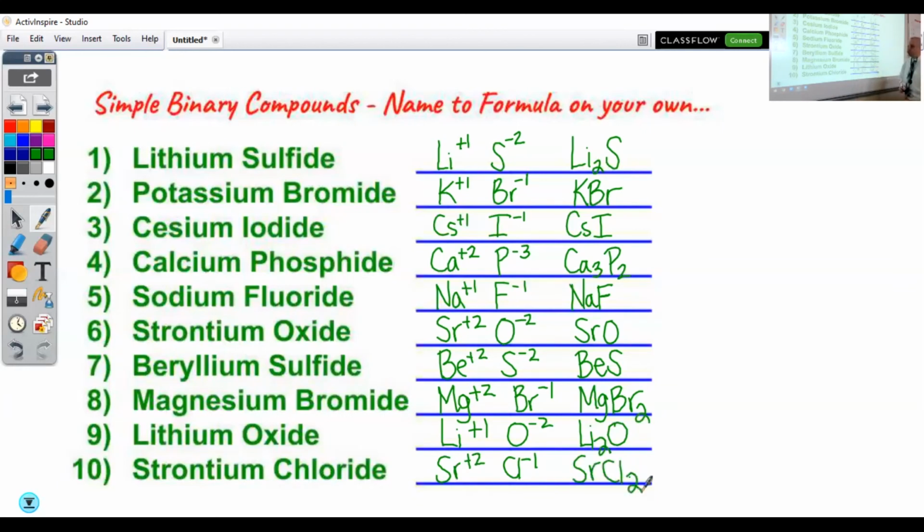A reminder, group 1 on the periodic table, 1+, group 2, 2+, or +2, doesn't matter to me. Group 13 on the periodic table is 3+. Group 14 is kind of +4 or -4. We're not going to use those, but let's go on to group 15, 3-, group 16, 2-, group 17, 1-.